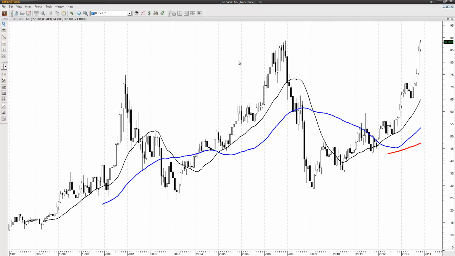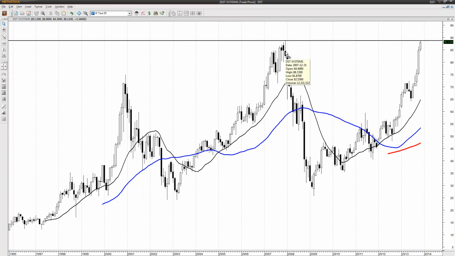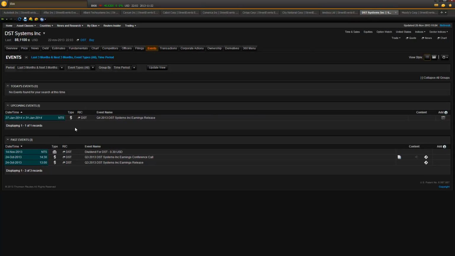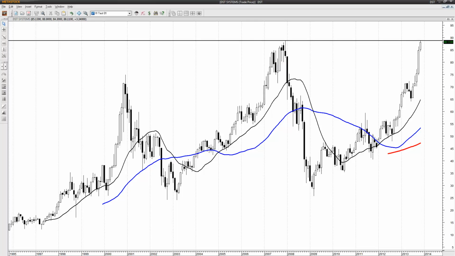Next chart is DST Systems. I'm taking this high print, $88.72. That one has really touched the level and not got filled yet, but I keep my level. Check for earnings. DST Systems, no earnings in the near future.